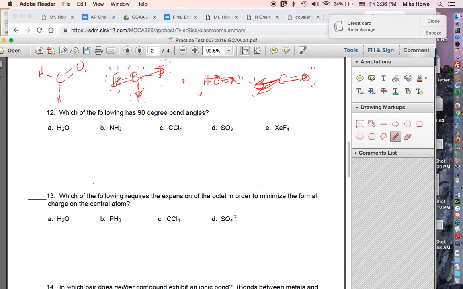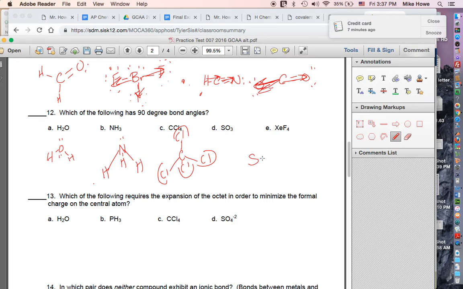90-degree bond angles. Once again, you got to draw the picture. So water looks like this. Ammonia looks like this. CCl4 looks like this. That'll be a tetrahedron. You have 6 electrons and 6 electrons and 6 electrons and 6 electrons.